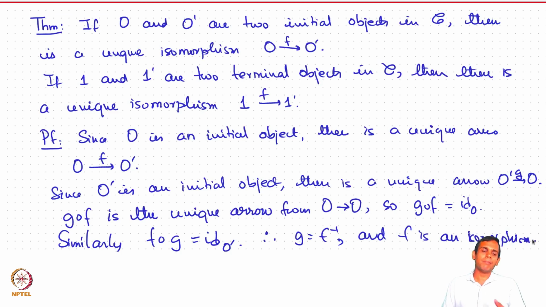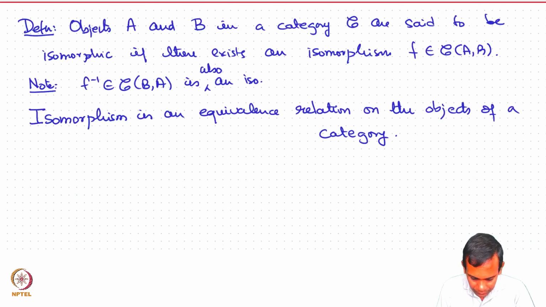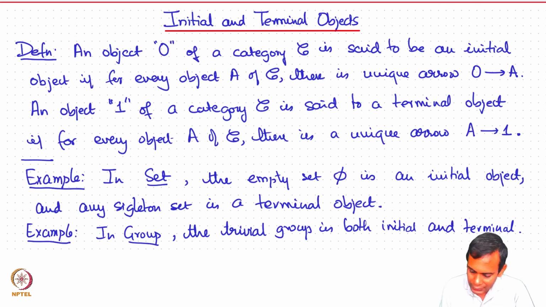So even though there may be multiple initial objects in a category, they are all isomorphic, and moreover there's a unique isomorphism between them, and the same is true of terminal objects. The proof is very similar. I'll leave it for you to write it down. And so for example, in the category of sets, a singleton set is a terminal object. There are many singleton sets, but all singleton sets are isomorphic in the category of sets. And there's a unique isomorphism from any singleton set to any other singleton set.